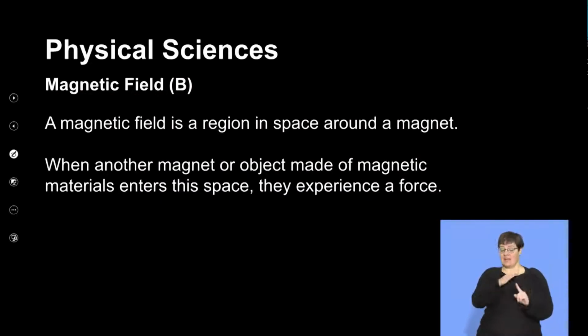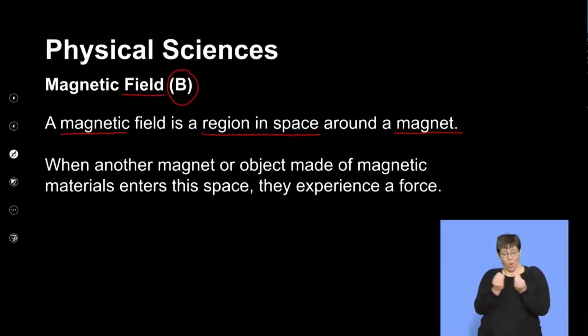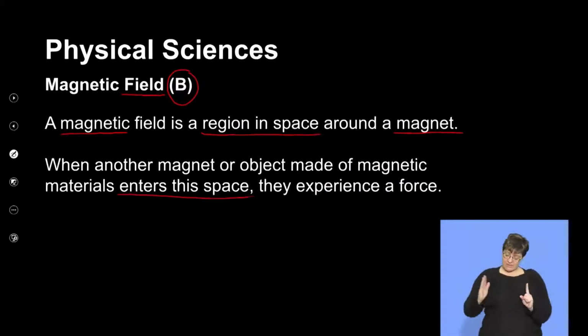So magnetic fields are, again, just a type of field, and they are given the symbol B. In fact, sometimes they're affectionately referred to as B fields. A magnetic field is simply, again, a field, which is a region in space, but a magnetic field specifically is the type of field that forms around magnetic objects. When another magnet or object made of a material that is considered magnetic enters this space, this field, it then experiences a force.